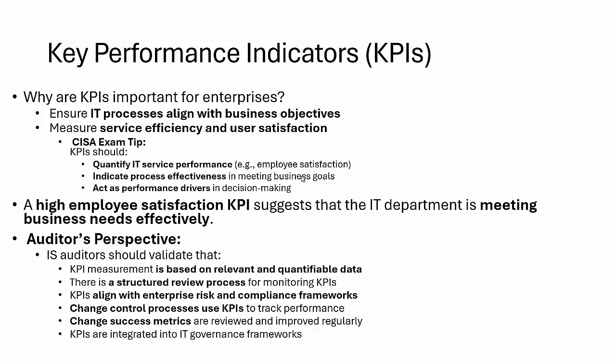So as an auditor, we should validate that the KPI measurement is based on reliable, quantifiable data. If I say the website uptime should be 99%, are they measuring based on 99%? Do they have a structured process? And the KPI is aligned with the enterprise risk and compliance framework. So the change control process uses KPIs to track performance. So KPIs are integrated into the IT governance framework.